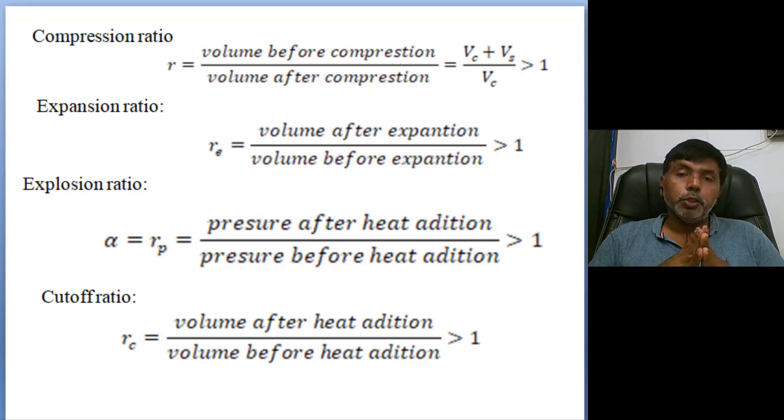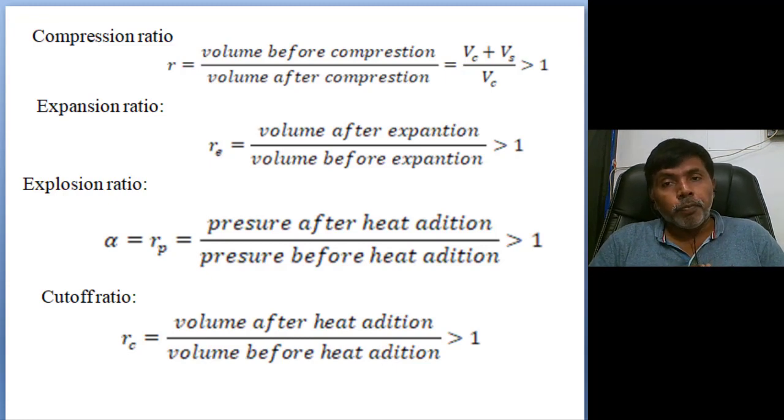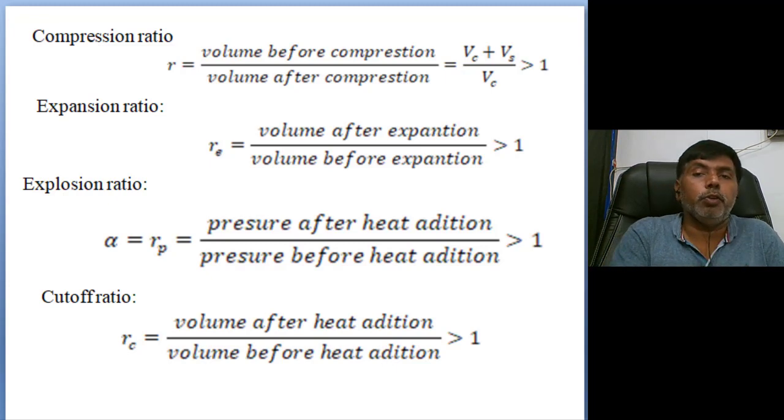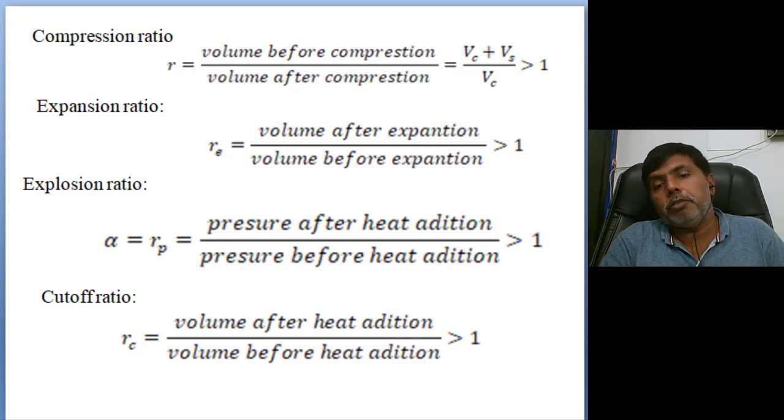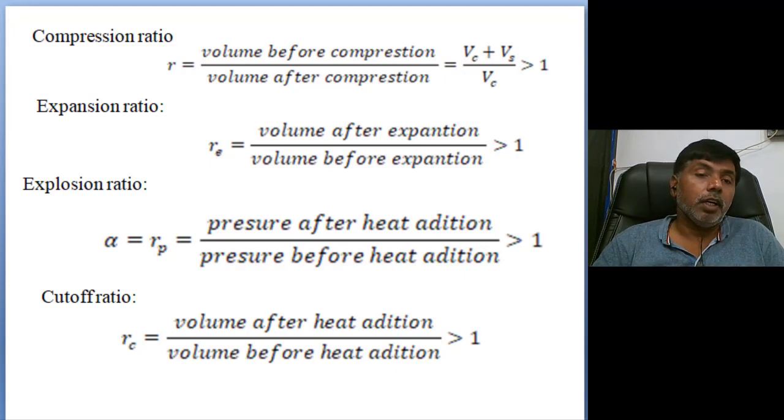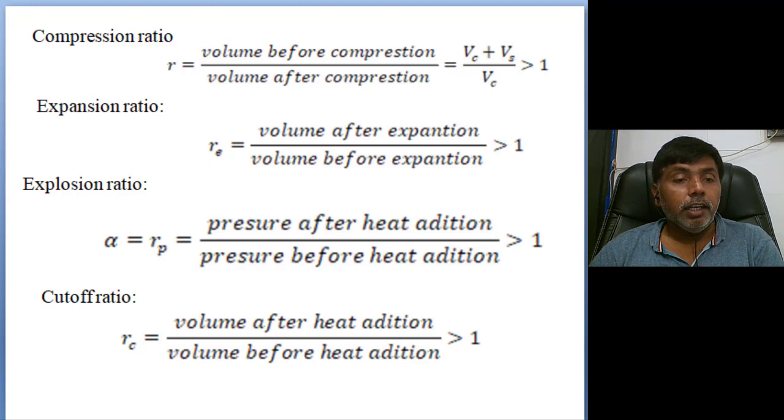These are the ratios we discuss thoroughly for the derivation of the diesel cycle, especially the diesel cycle and dual cycle. So you can see: cutoff ratio, volume after heat addition by volume before heat addition; expansion ratio, volume after expansion by volume before expansion; compression ratio, volume before compression by volume after. But you see, all ratios are greater than 1, not less than 1.